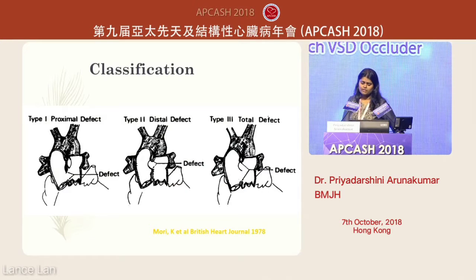Going by the Mori classification, this would fit into type 2 distal defect, where there was a good rim of tissue between the semilunar valves and a restrictive defect, whereas type 1 and 3 are almost flush to the level of the semilunar valves. We don't have enough rim for the device to be held in place, and type 3 being massive again is not amenable to transcatheter therapy.